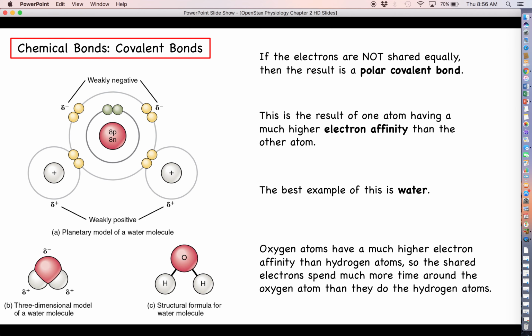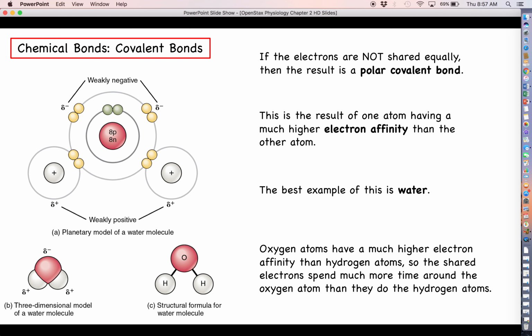Now, polar covalent bonds are a completely other story. So this is what happens when sharing is not equal. So if I show up to your house with a cake and say, hey, I'm going to share this with you, but I take 3/4 of the cake for myself, that's not very equal, right? I'm getting most of the cake and you're not getting nearly as much. So water is kind of our perfect case study in a molecule that shares electrons unequally.